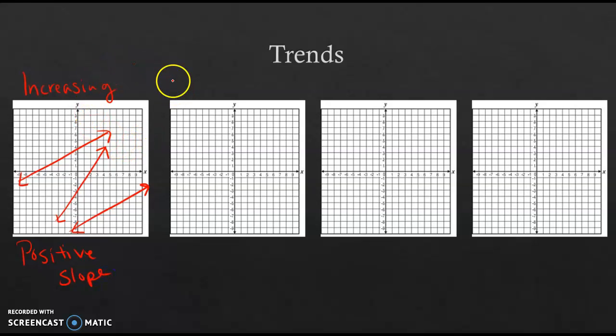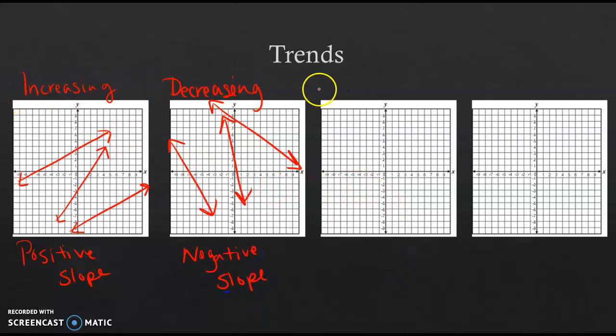And then we also talked about decreasing. So if we have a line that has a decreasing slope, meaning from left to right it is going down, whatever the severity of it may be, as long as from left to right it's going down, this is what we call a negative slope.